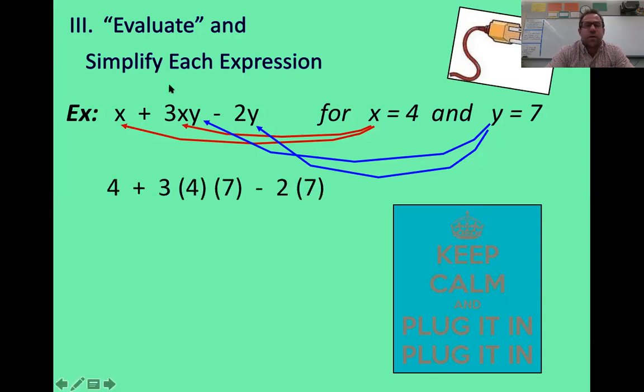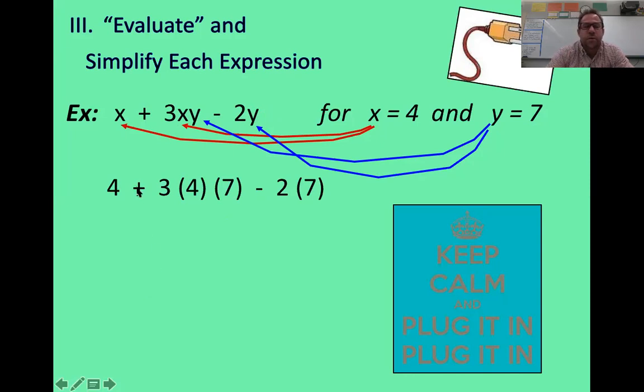When I rewrite it, instead of an X, I have a 4. And then I have 3 times 4 times 7. Remember, this means 3 times X times Y. So 3 times 4 times 7. And then I've got a minus 2 times 7. That's a Y plugging in the 7. Okay, so now let's go ahead and simplify.